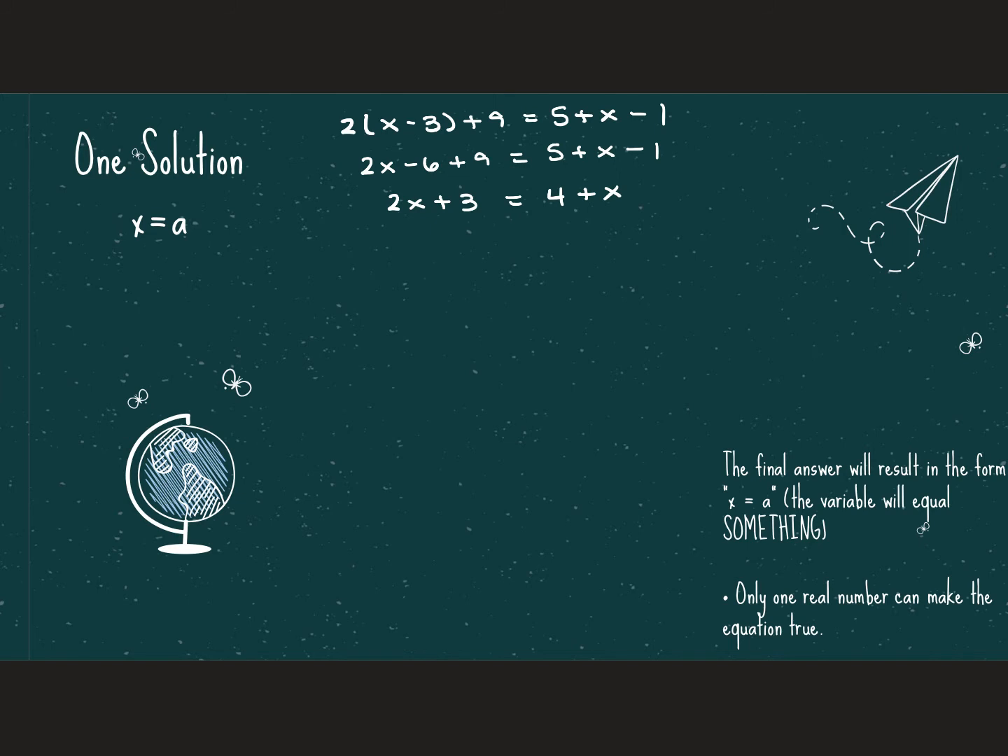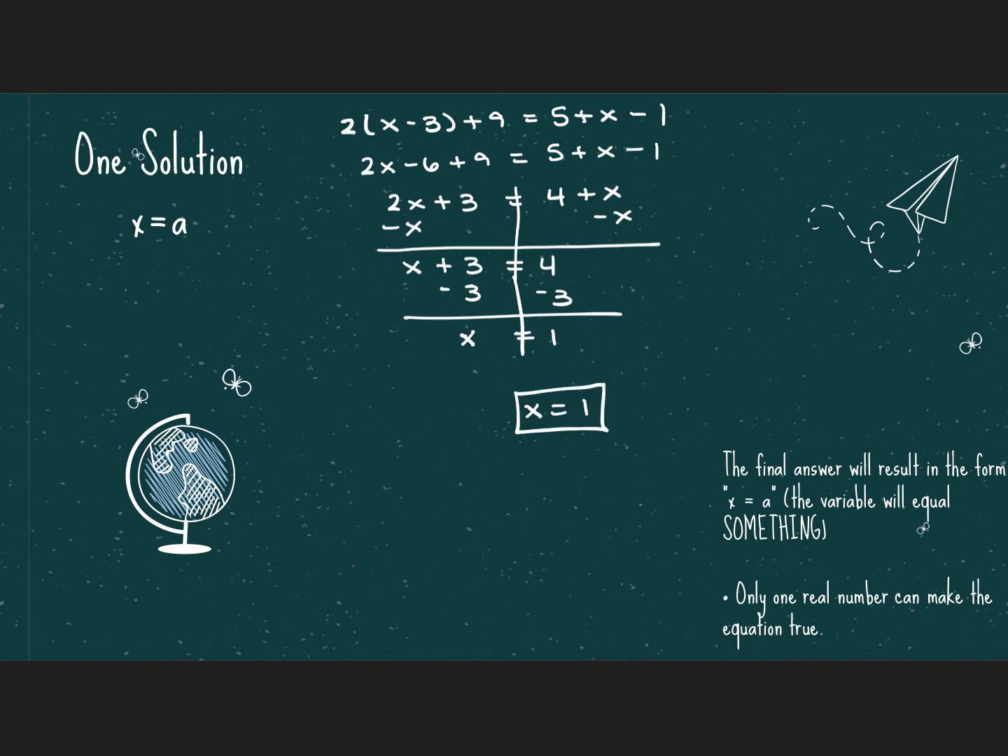Now that I've distributed and combined like terms, I'm going to move the variable to one side. It doesn't matter whether you move the 2x to the right side, or the x to the left side. In this situation, I'm going to subtract x from both sides, moving that variable to one side of my equal sign, and I get x plus 3 is equal to 4. I'm going to subtract 3 on both sides. Again, you see I'm using inverse operations. And I get that x is equal to 1. So in this case, we have one solution.